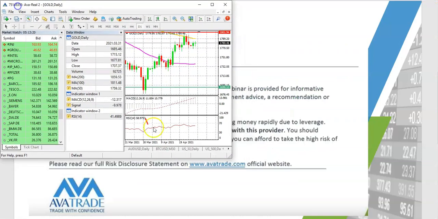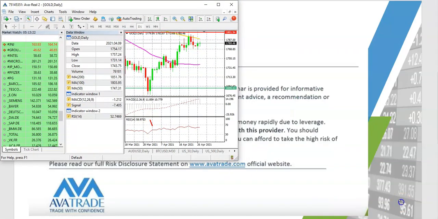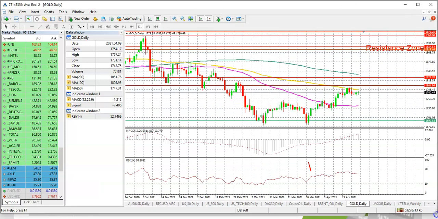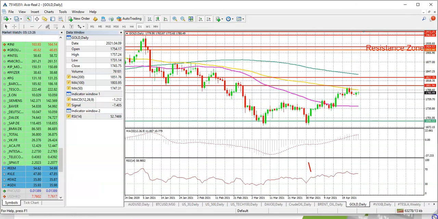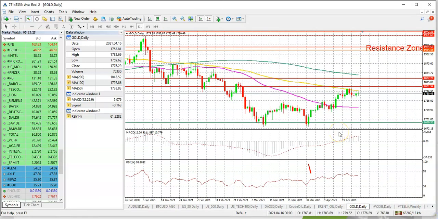Now, folks, I'm going to bring out the MT4 platform and we will begin the conversation by looking at gold's daily chart. On the daily chart, we have three different moving averages. Firstly, it is your 50-day simple moving average in pink, followed by our 100-day simple moving average in orange, and finally, we have our 200-day simple moving average.